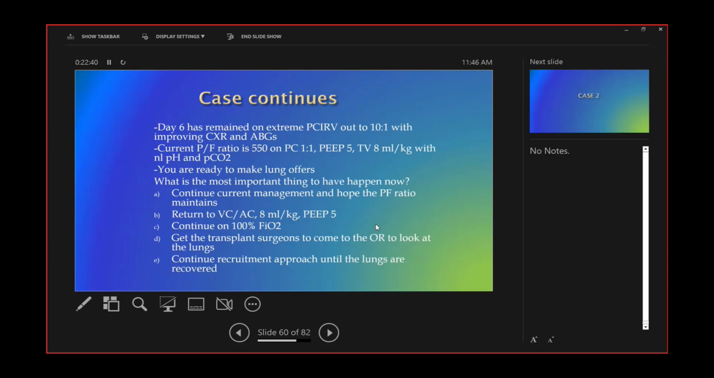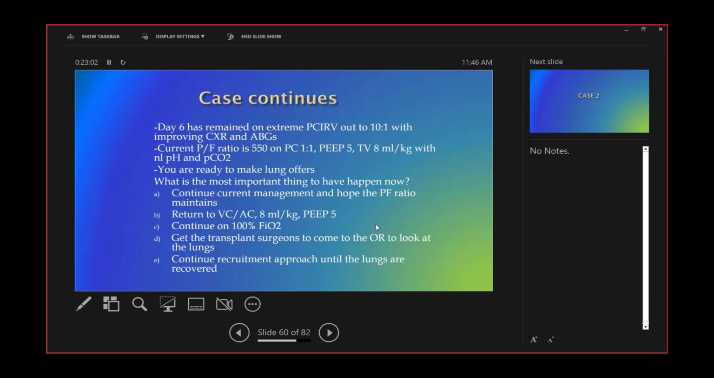Day 6, so this was the third day that we've been managing. The 6th day the patient had been in the ICU. We were out on extreme pressure control inverse ratio out to a 10 to 1. We had improving chest X-rays and ABGs. Our PF ratio was 550 on 1 to 1, PEEP of 5, tidal volume of 8 per kilo, and we were ready to make lung offers.